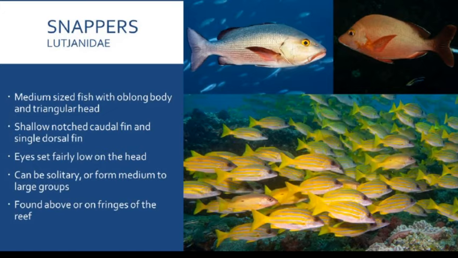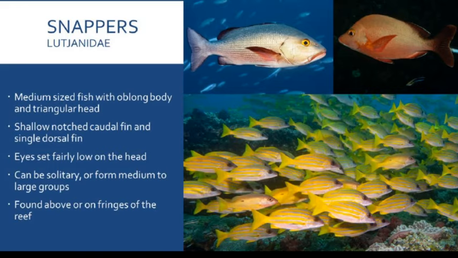So our snappers, these are also known as Lutjanidae. These are kind of medium-sized fish. They can get quite large as well. They've got an oblong body and that triangular head, so you can see it's quite an obvious triangle of the head. They've also got a shallow notched caudal fin. You can see it's not a very forked tail, it's just a very shallow fork, if that makes sense.